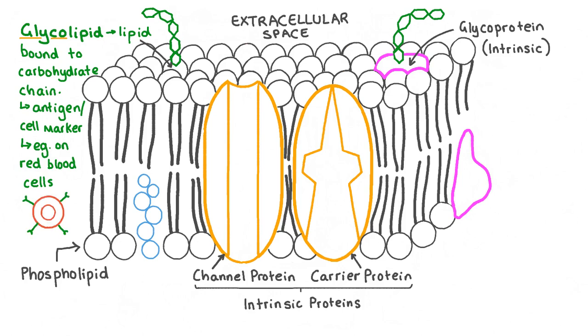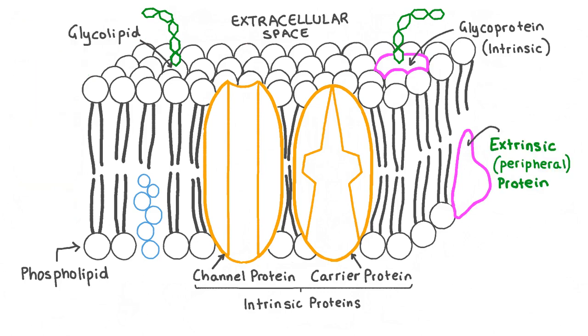An example of glycolipids in human cells is in ABO blood grouping. There are glycolipids on the cell surface membrane of red blood cells like this one that act as antigens. These antigens are specific for one of 4 blood groups, A, B, AB, and O. For example, these green glycolipids might indicate that this person has blood type A.